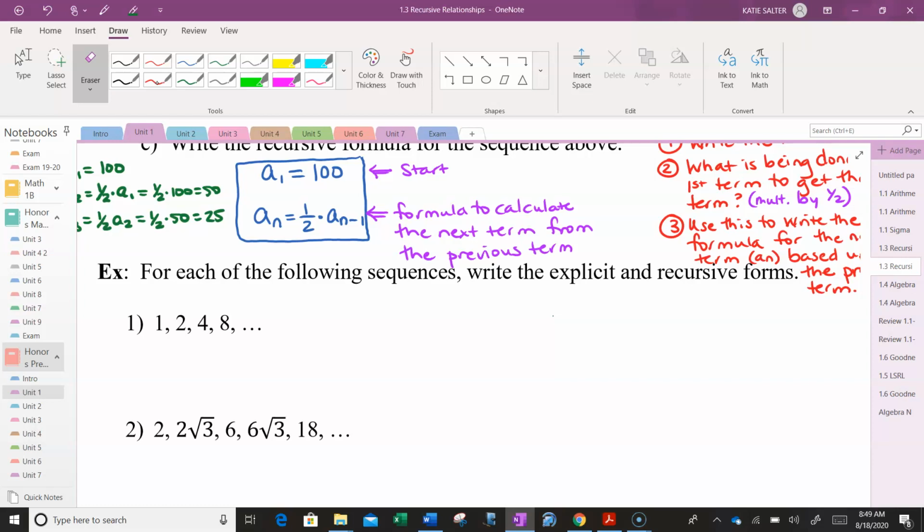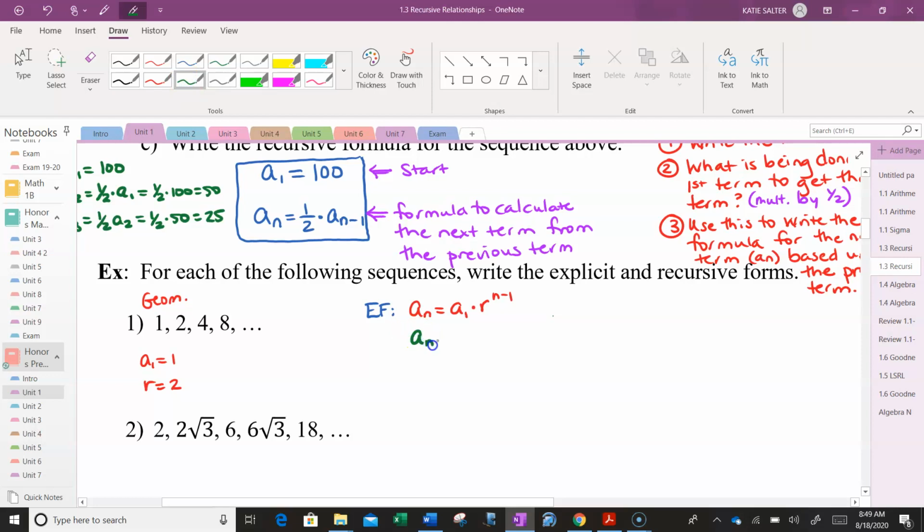So looking at this first one, hopefully y'all can recognize that this is a geometric sequence because it is multiplying by 2. So the first term is 1 and the common ratio is 2. So therefore, to write the explicit formula, I'm just going to put EF for explicit formula, we just go back to our geometric formula, which is a sub n equals a sub 1 times r to the n minus 1, and we would substitute our values.